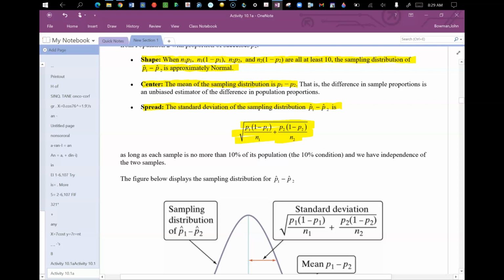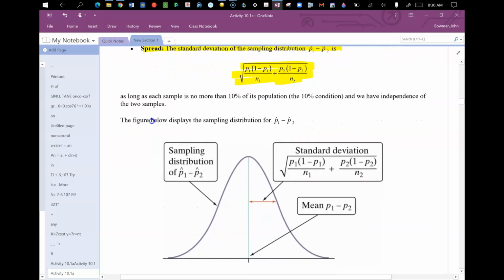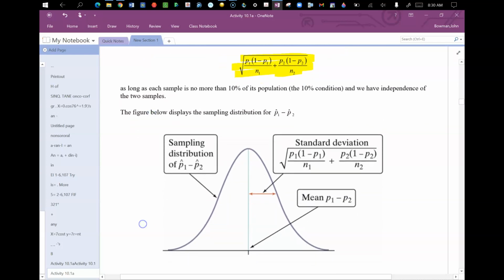So that is an added condition that you have to check when you're looking at the difference of two sample proportions. So in summary, if we meet all those conditions, we have an approximately normal sampling distribution for the difference of the sample proportions. It has a standard deviation given by this formula, which is on the AP formula sheet, and it has a mean equal to the difference of the two population proportions.